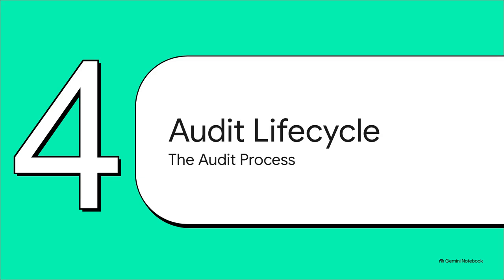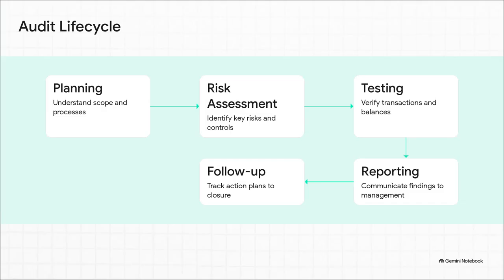So how do we actually investigate this? That's Section 4, the Treasury Audit Lifecycle. When conducting the audit, you follow a precise 5-step lifecycle. Step 1 is planning. You have to understand the processes, the scope, the policies, the systems, and the regulations. Step 2 is risk assessment, where you figure out exactly where the enterprise is vulnerable so you can prioritize your focus. Step 3 is testing and evaluation.